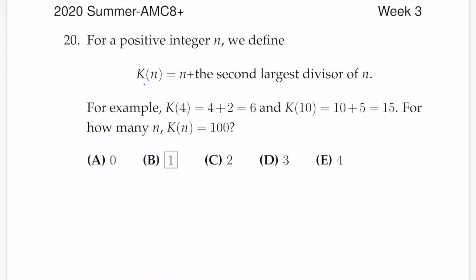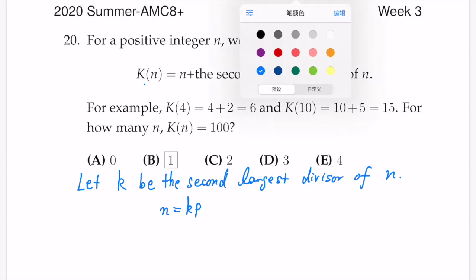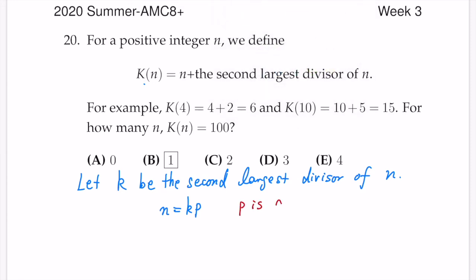Problem 20. In order to solve this problem, we need to make the following observation. We let k be the second largest divisor of n. And since k divides n, we can write n as k times p. The first observation is that p has to be a prime number.